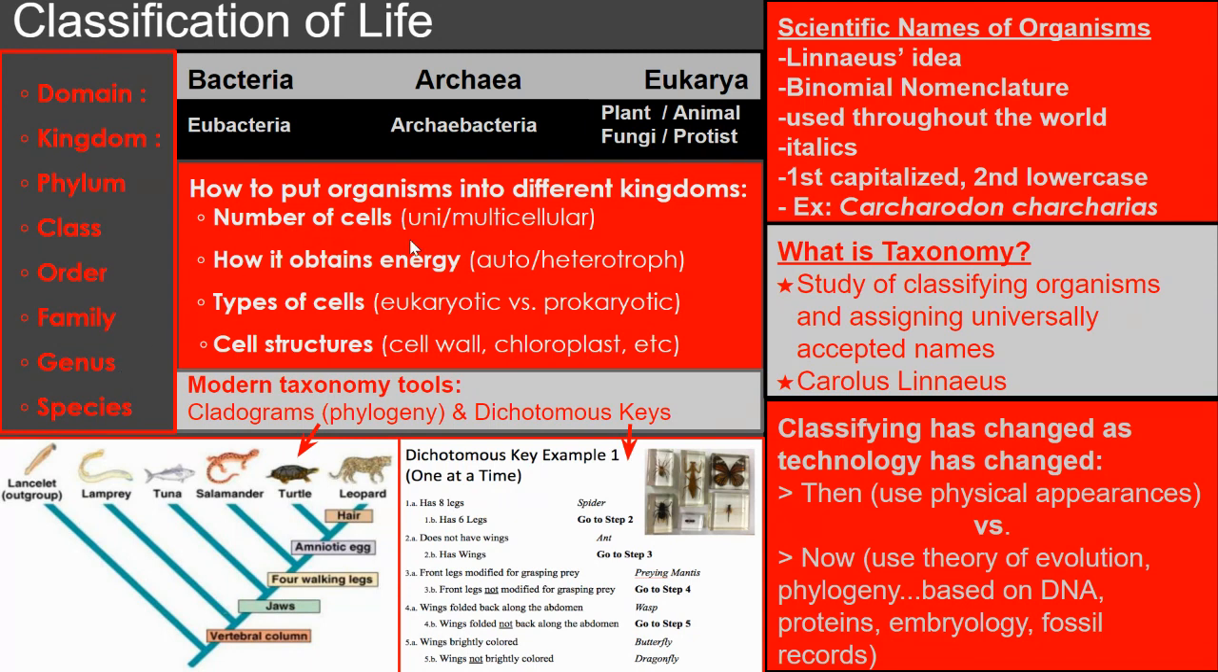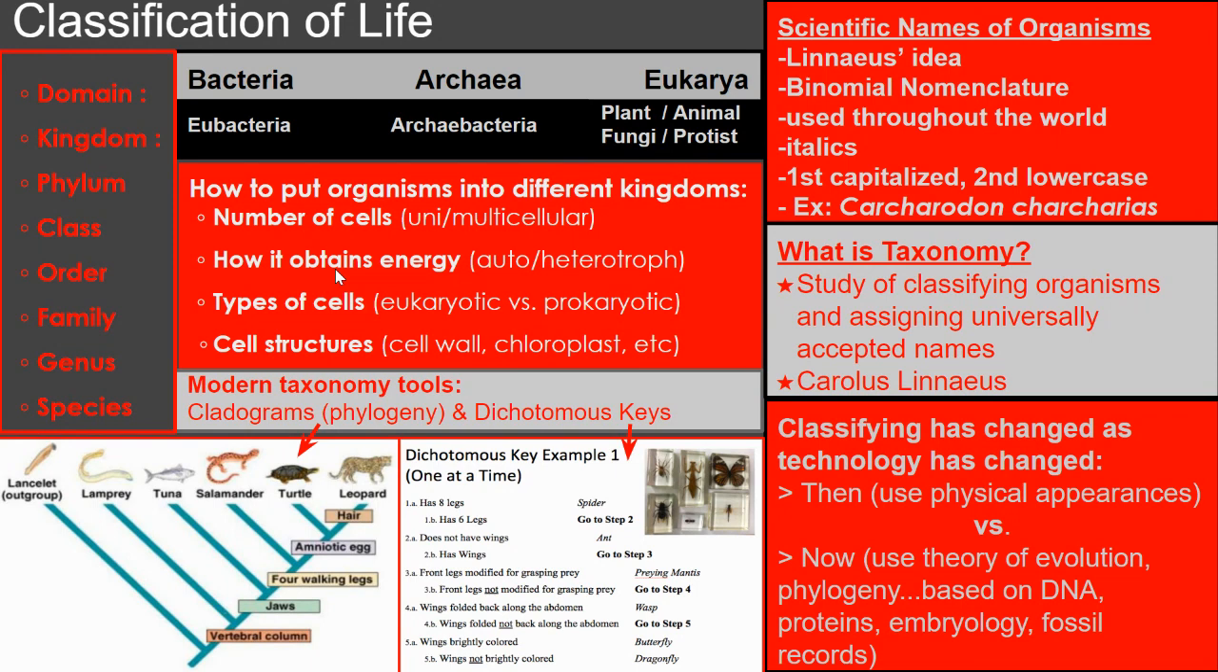So, how do we know what organisms go in what kingdoms? Well, we look at a couple different things. One main thing is we look at how many cells that organism has. So, if it's unicellular, it's probably going into the eubacteria or archaeobacteria kingdom, and if it's multicellular, it has many cells, it's probably going to be a plant, animal, fungus, or protist.